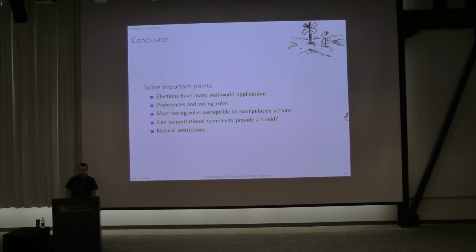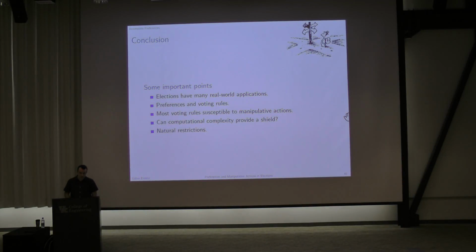So, what should you take home today? You have seen how elections work, they have applications. For elections with preferences, the voters can computational complexity provide some kind of a shield against manipulative actions? The answer was partially yes, partially no. Still, there is more research in this direction.